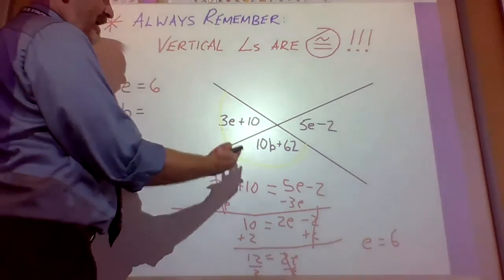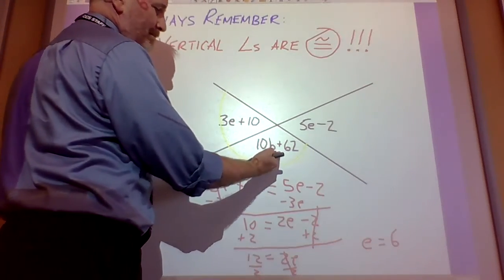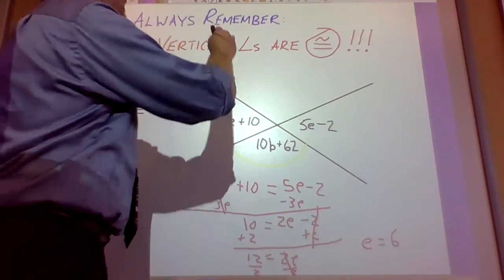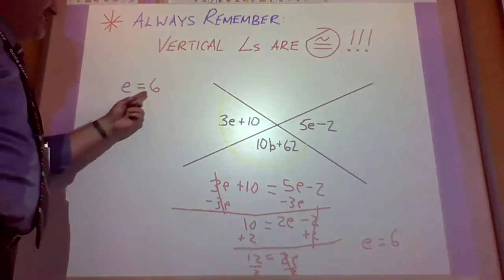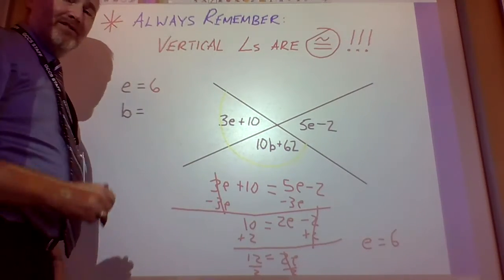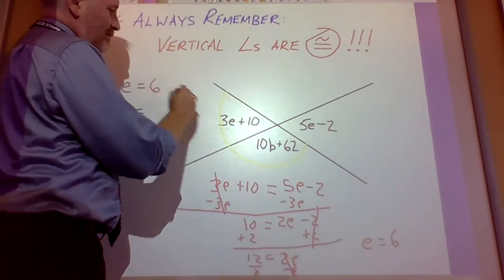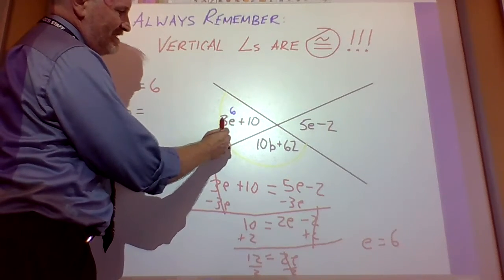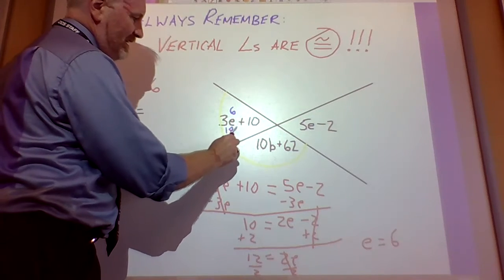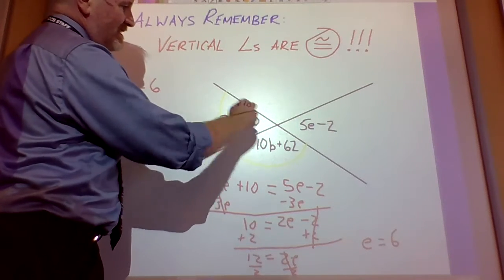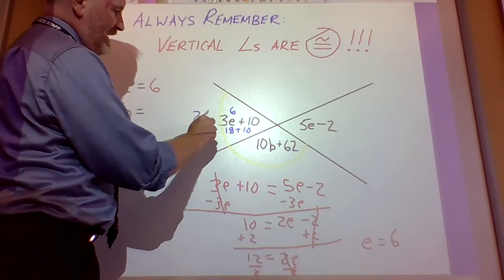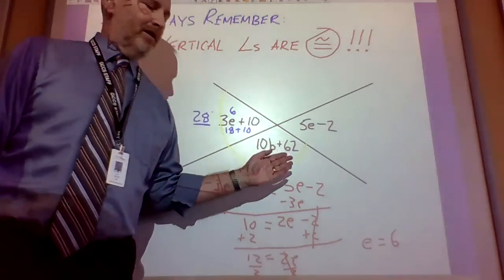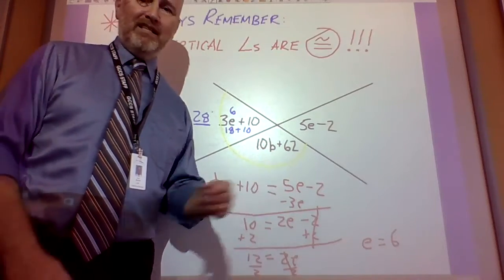But Mr. Metcalf, how can I solve that? He's an E, he's got a B. There's two variables. Well, remember, we just figured out that E equals 6. So using the substitution property, I can put that 6 in for E. So now it's no longer 3E, it's 3 times 6, which is 18, plus 10 means this angle is 28. All right, so that angle is 28, and this angle is still 10b plus 62.